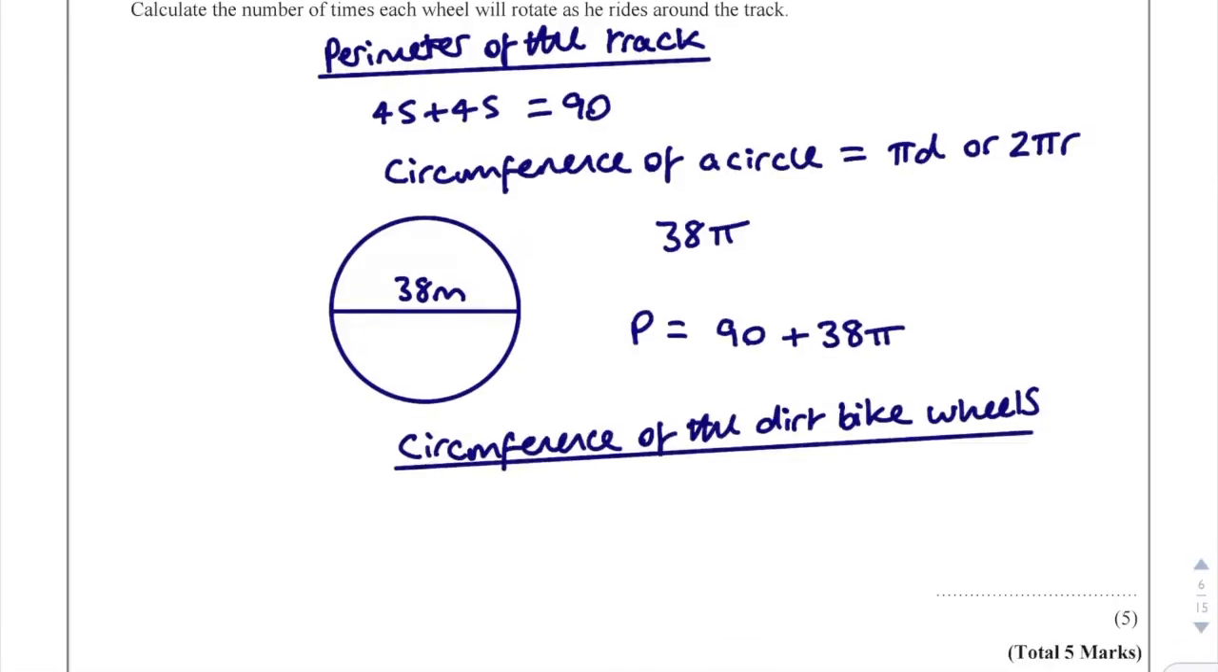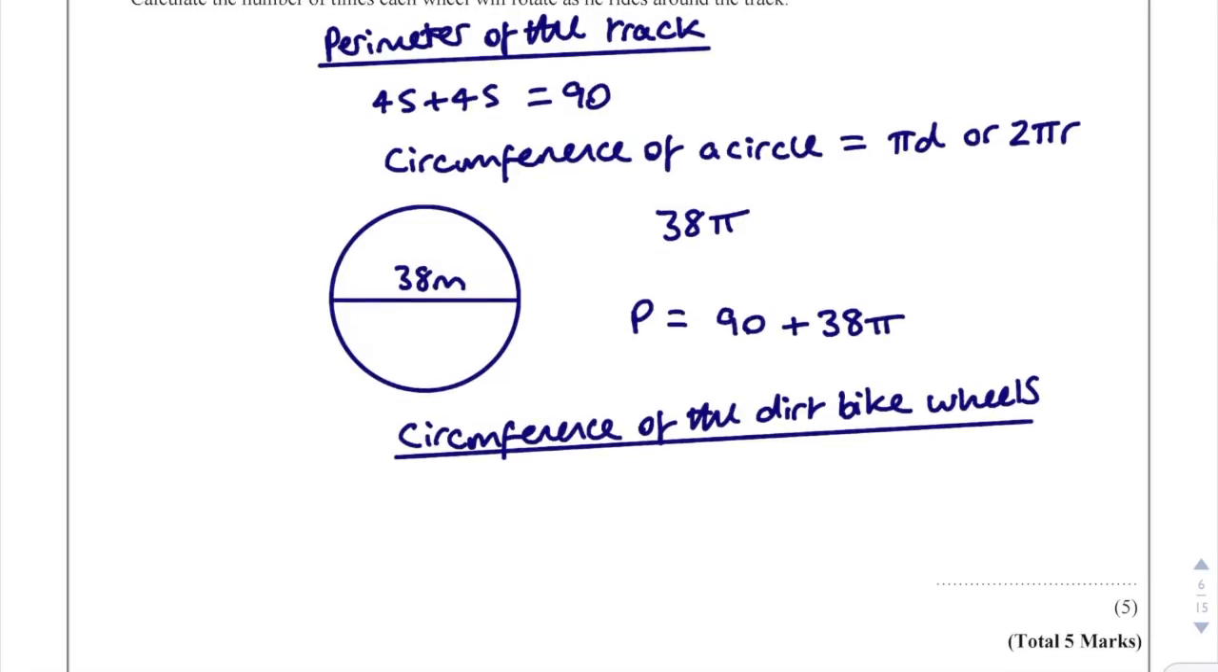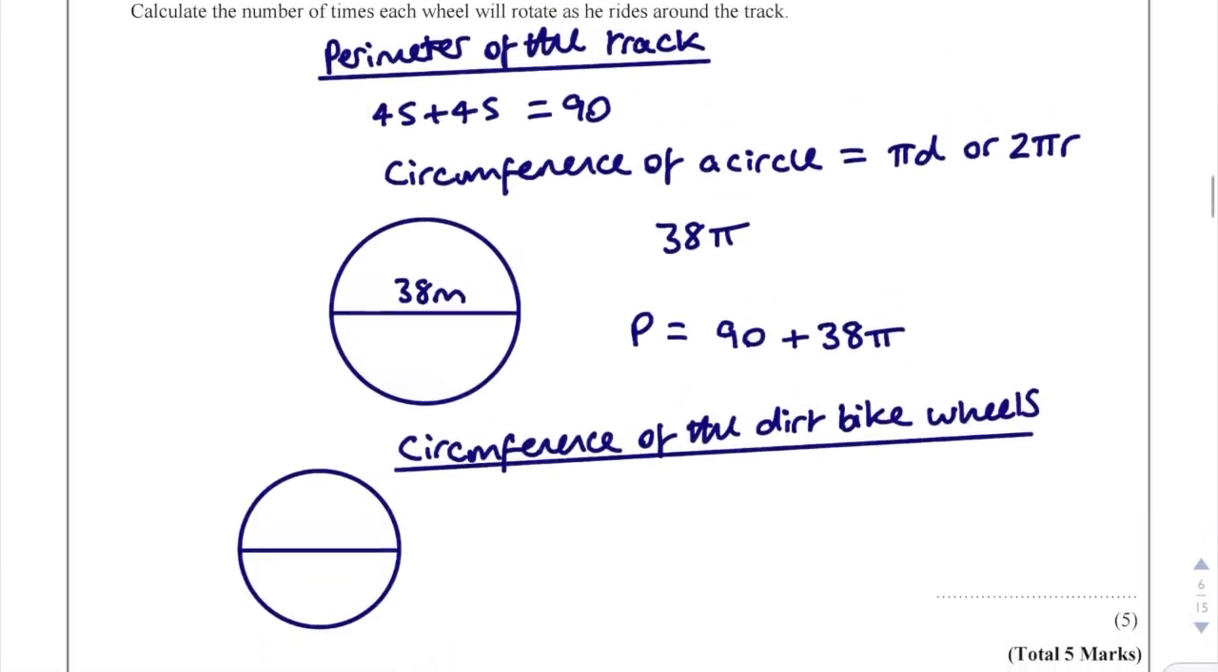Okay, so if I draw another circle, now we're told that the dirt bike wheels have a diameter of 58 centimeters. Now remember, this track is in meters, so we want to convert 58 centimeters into meters. We know that there's 100 centimeters in a meter, so this would be 0.58 meters for the diameter.